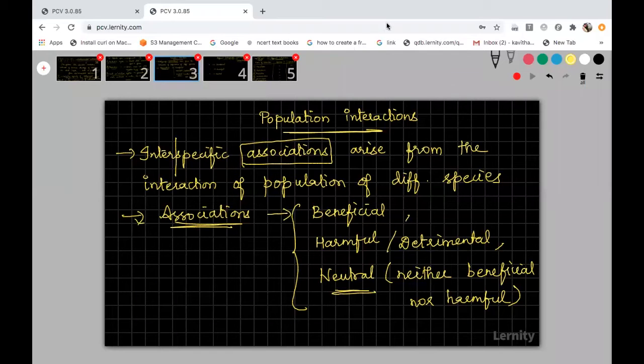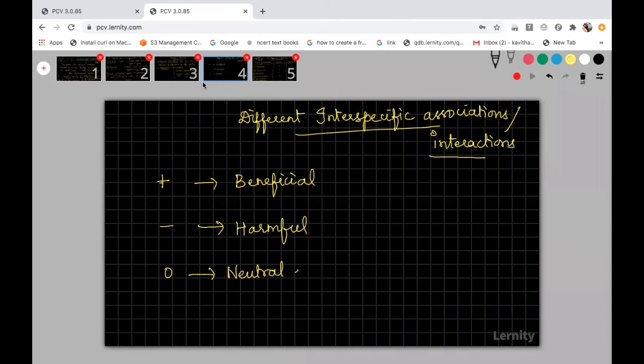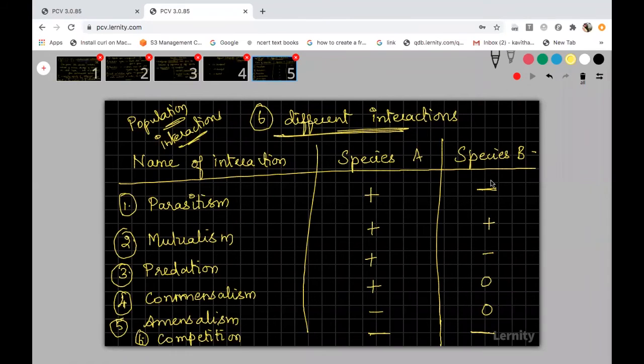This is the third one. Third slide, have you all copied? Fourth one. Please draw this table. This will be the overall summary of this concept, the full concept of population interaction.